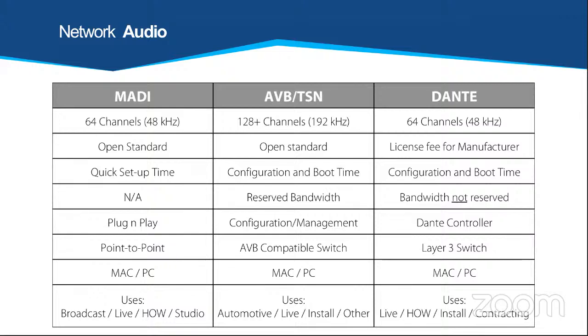And then Dante, you have Dante Controller, which is pretty convenient and easy to use. MADI's point to point. Both Dante and AVB are a combination of switches and networking cable, Cat5, Cat6 cable. They all work on Mac or Windows. Typical uses of MADI is broadcast, live, some house of worship, not as much anymore, studio. AVB, you see in automotive, live, install, and other. And Dante, you see a lot in house of worship, live, install, and contracting.